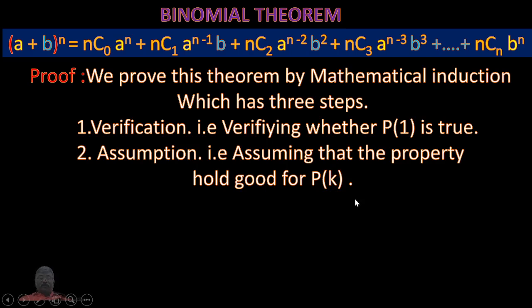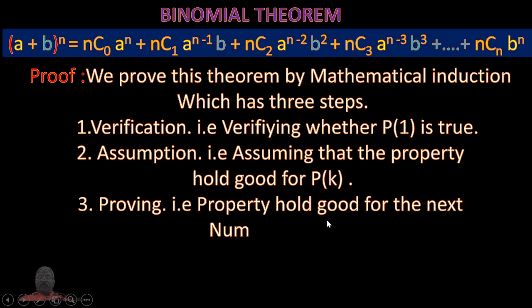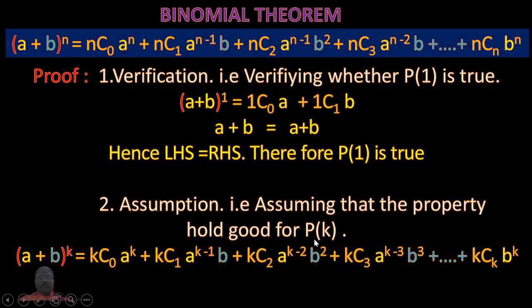In the third step, proving, we prove that it holds good for the next term also. That means we assume for k, and we show that it is true for the next term, k plus 1, also. That means if the property is true for 5, we will show that it is true even for 6, just by multiplying both sides by (a + b). That is what we are going to do here also, and this is the first step as it is.